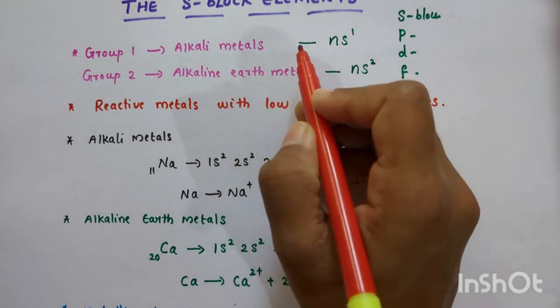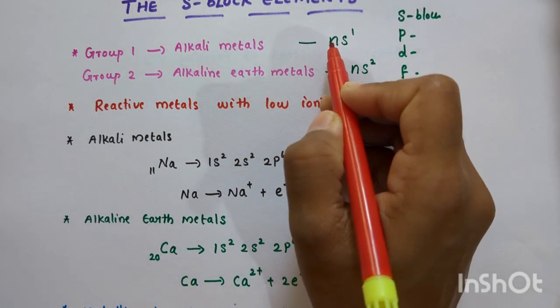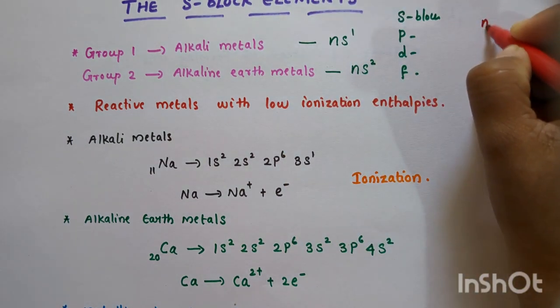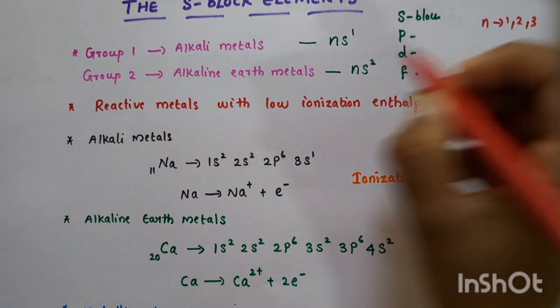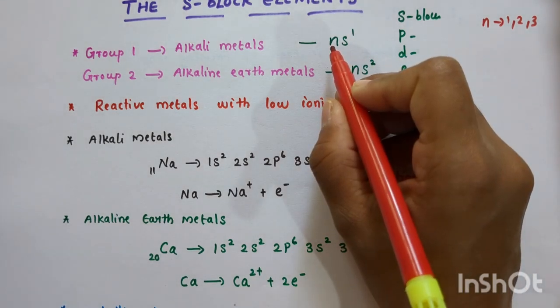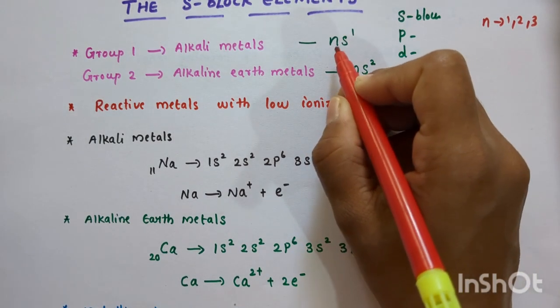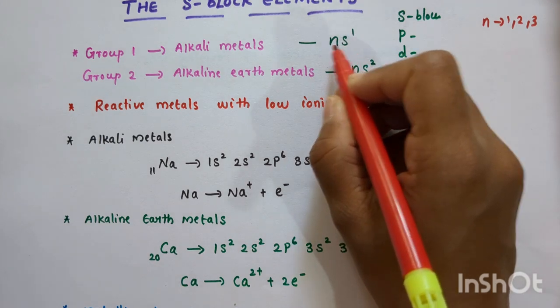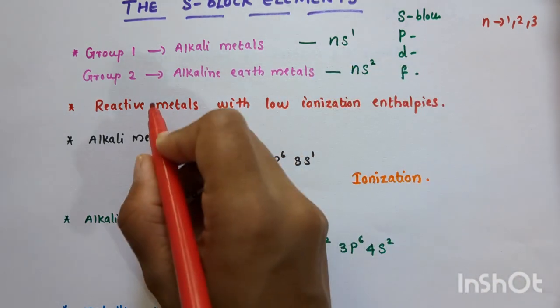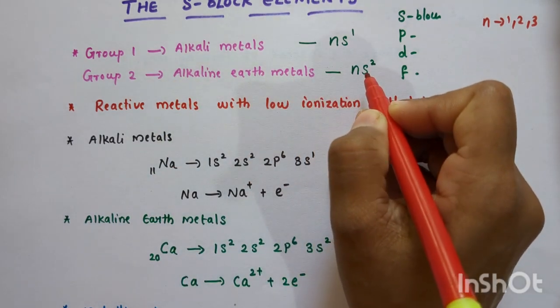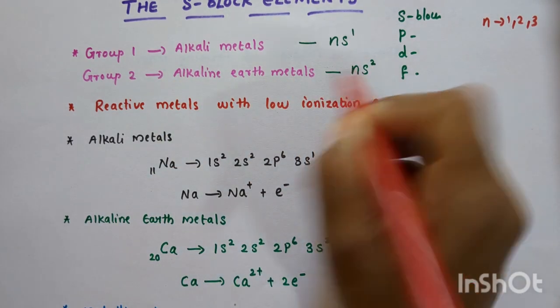The outermost electronic configuration of group 1 elements is ns1. Here n can have values 1, 2, 3 and so on. So for group 1 elements, the outermost configuration will be 1s1, 2s1, 3s1, that is, in general ns1. Similarly, the outermost electronic configuration for group 2 elements is ns2, that is 1s2, 2s2, 3s2, etc.